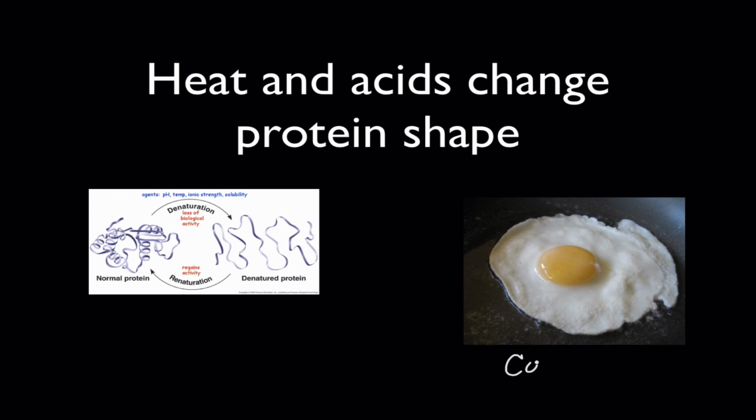Another name for this is cooking. And I'm sure everybody knows that once you cook an egg, you can't uncook it. So the renaturation process is something that doesn't happen very often in everyday biology. Usually when you denature a protein or you cook a protein either with heat or with pH change, you change its structure in a way that it can't go back to what it was. So this process is called denaturation.